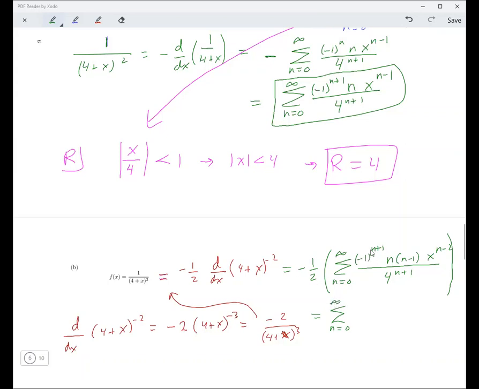So the negative goes in, combines with that one. You get negative 1 to the n plus 2, but that's the same as negative 1 to the n. And then you have an n, and an n minus 1, and an x to the n minus 2. And then in the denominator, you've got this 2 coming in, 2 times 4 to the n plus 1. Okay, so that should work there.